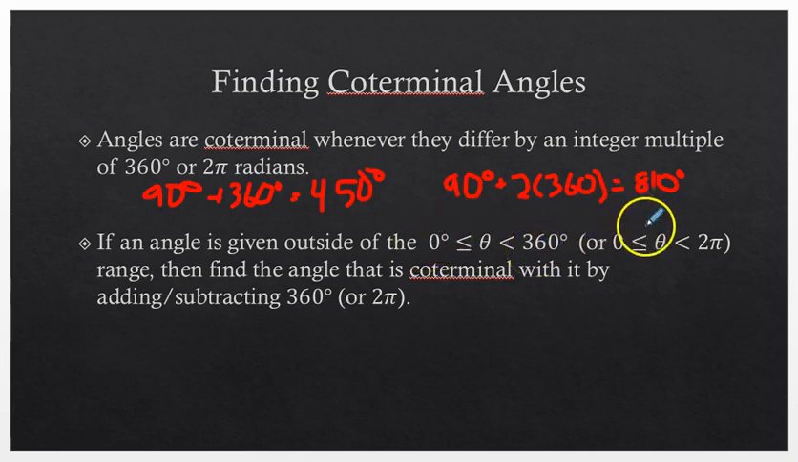The same process can be done for radians. You want a number between 0 and 2 pi. So if it's bigger than 2 pi, subtract. If it's smaller than 0, like a negative number, then add 2 pi. And repeat until you get a number between 0 and 2 pi. So those are what coterminal angles are. Just keep adding or subtracting 360, or adding or subtracting 2 pi if you're in radian mode.